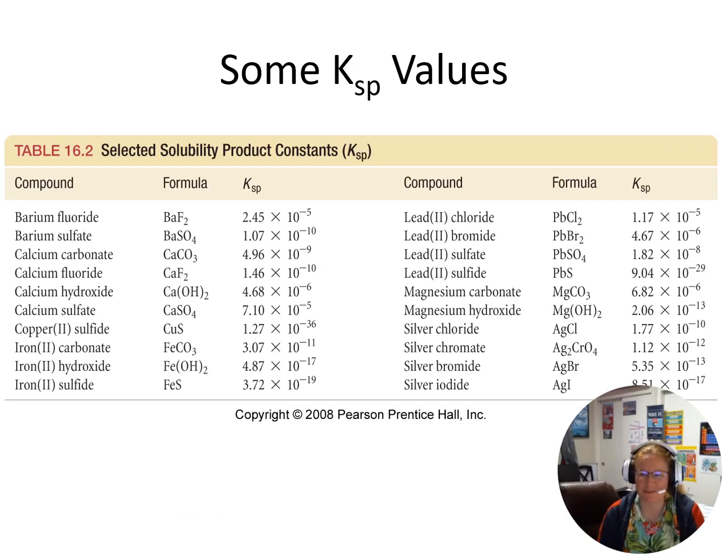So if you look at them, a lot of Ksp values, most of them are really, really small. This means that the reactants are going to be heavily favored, and so not much is going to dissolve. I think the worst one on this particular list is the copper 2 sulfide with a 10 to the negative 36th there. Not much is going to dissolve.